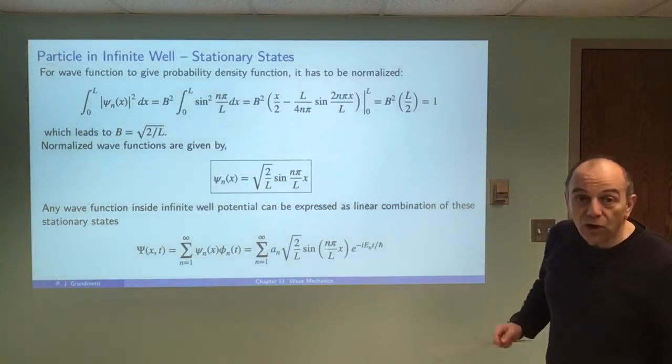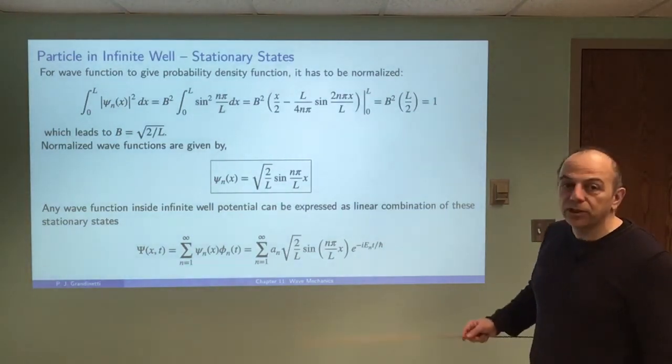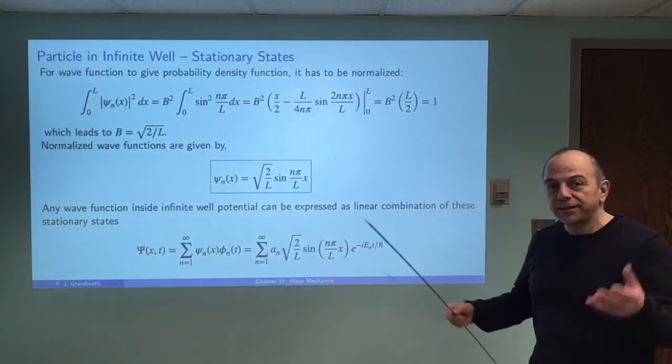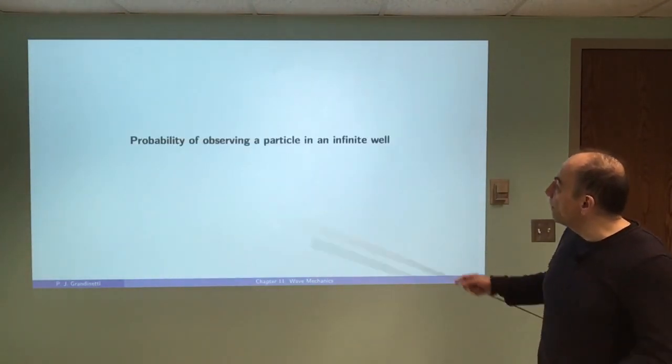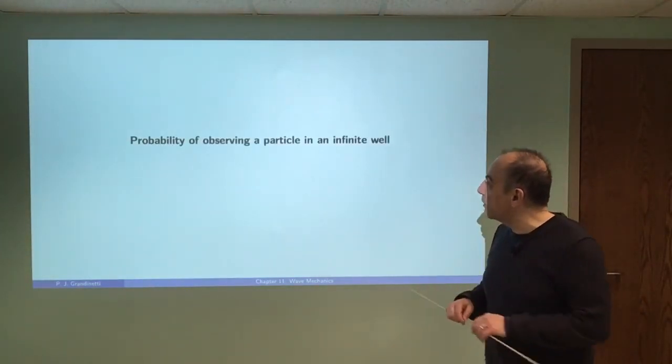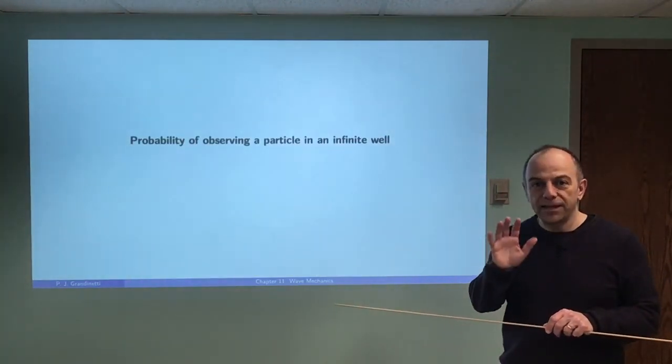So that's it. We solved the problem. We got the wave function. We got the energy from solving the Schrodinger equation for a particle, say an electron, trapped in an infinite well potential. So that's it for this video. In the next video, we're going to look at probabilities associated with this wave function.